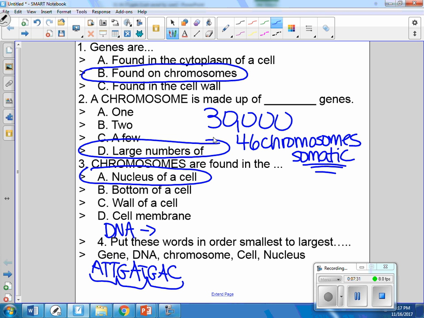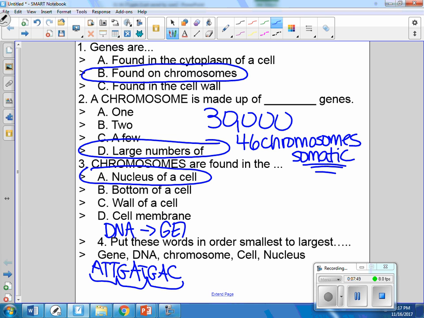Sometimes genes have thousands of these base pairs, and they have to be copied in the correct order. Sometimes they only have a couple of hundred. So the gene sizes are different based on how many DNA molecules there are. So DNA makes up genes.